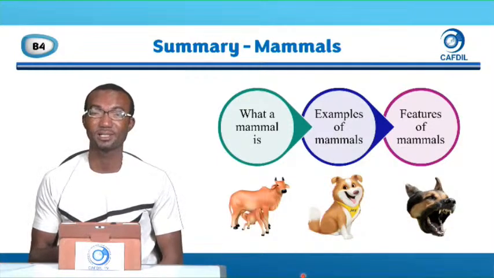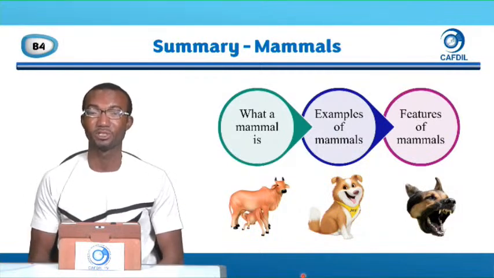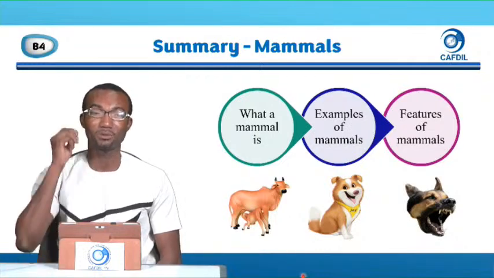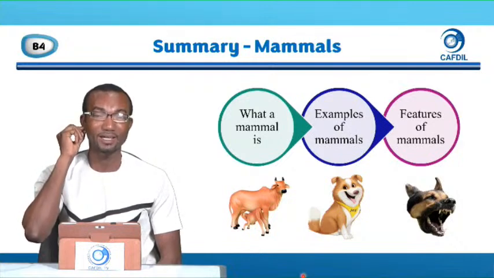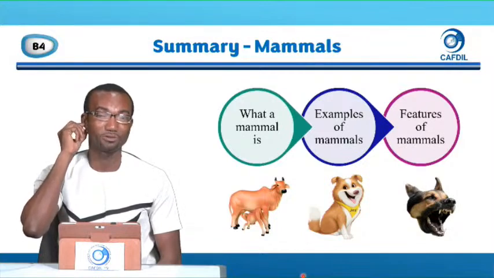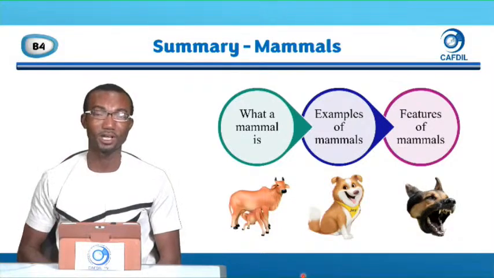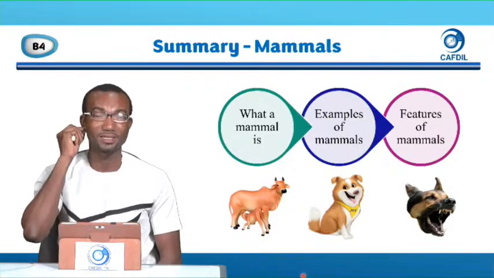And what makes them a mammal? That is what we discussed when we were talking about the features. Mammals have outer ear. You can see their ear outside. When you look at insects like ants, birds, they do not have outer ear. You can't see the ear of a mosquito. But when you talk about mammals, they have outer ear.